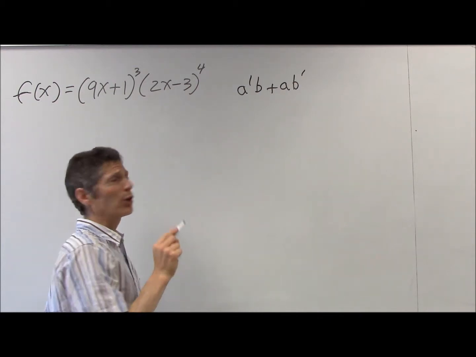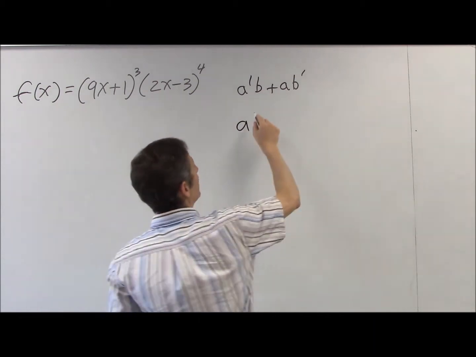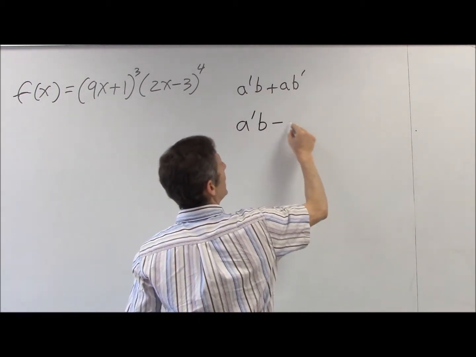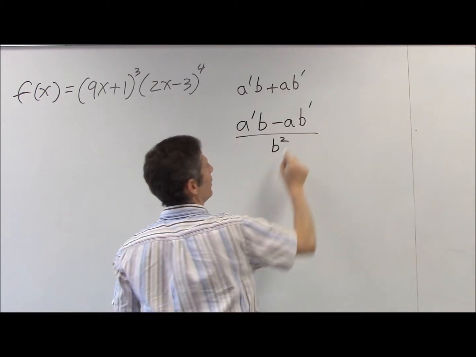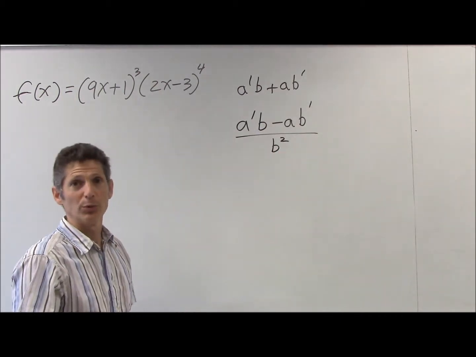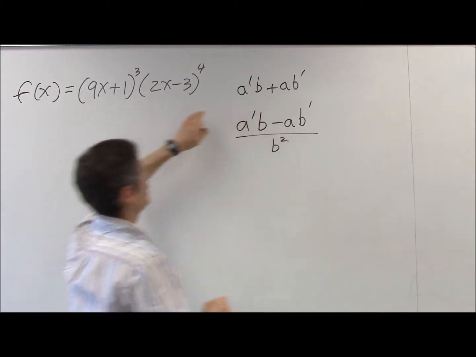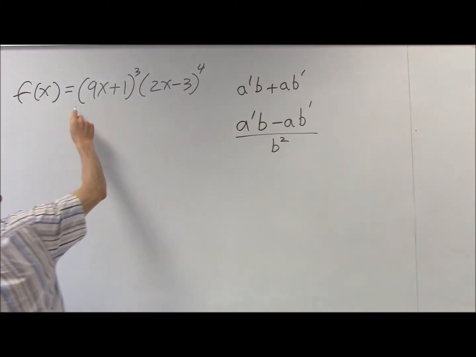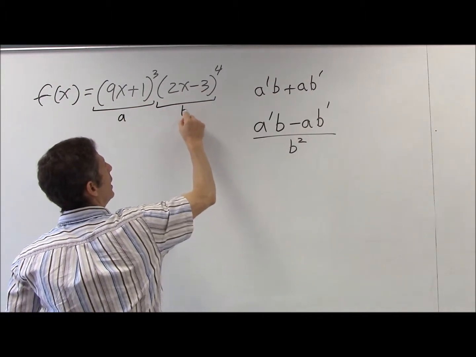Not to be confused with the quotient rule, I'm going to write that just in case it comes up later. That is A prime B minus AB prime over B squared. That's the quotient rule. A, of course, would be the numerator, B is the denominator. Here, A and B are just the two terms. I'll call this term A, and I'll call this term B.